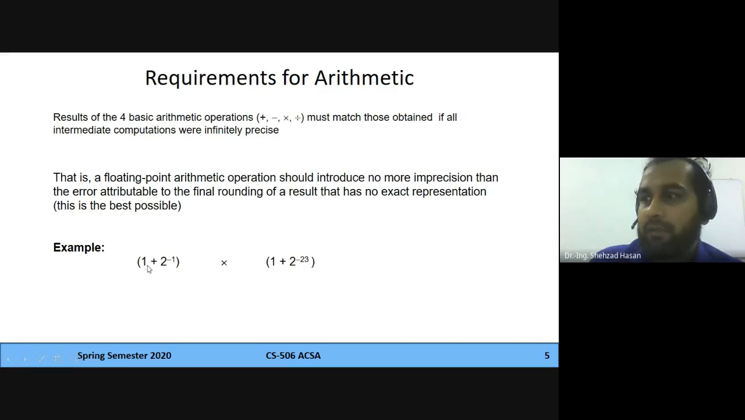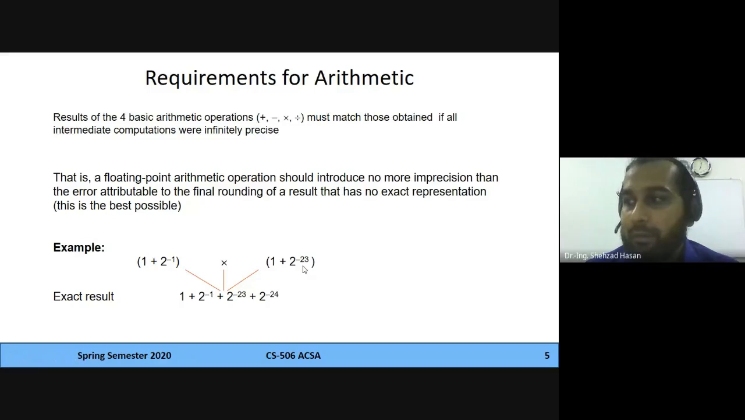So if you have got two numbers, a plus b multiplied by c plus d, what you do is a into c and a into d plus b into c plus b into d, right? That is how you do it, right? So the exact result would be 1 into 1, and 1 multiplied by 2 to the minus 23, and 2 to the minus 1 multiplied by 1, and then 2 to the minus 1 multiplied by 2 to the minus 23. So the exact result would be 1 plus 2 to the minus 1 plus 2 to the minus 23 plus 2 to the minus 24, right?